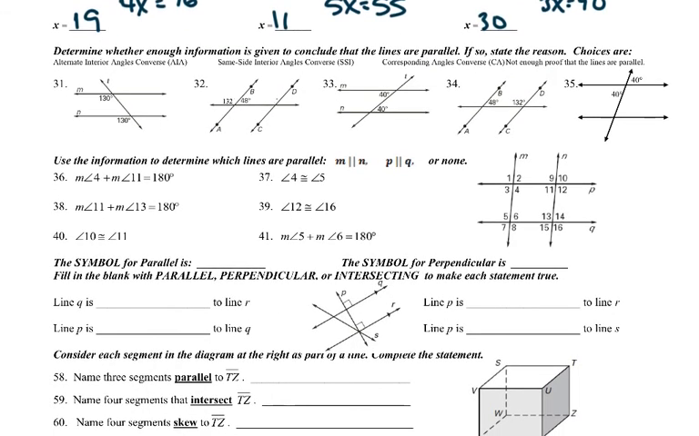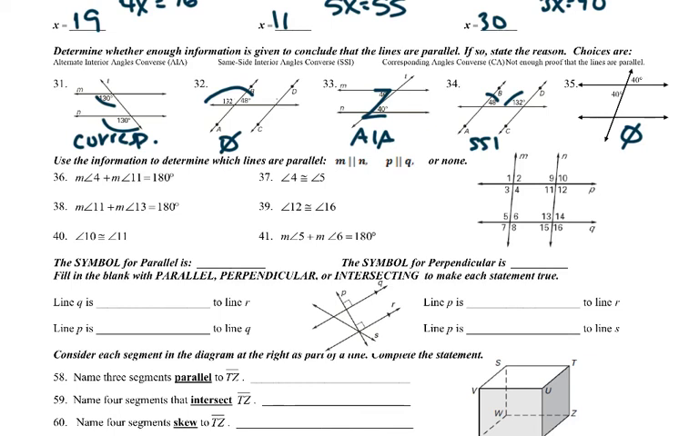Looking here, is there enough information? Yes, this is from corresponding angles. This one is not enough info to show that the lines are parallel. Here I've got alternate interior. Here I've got same side interior, and then vertical angles are not enough info.